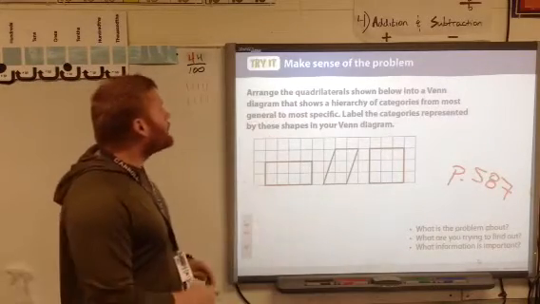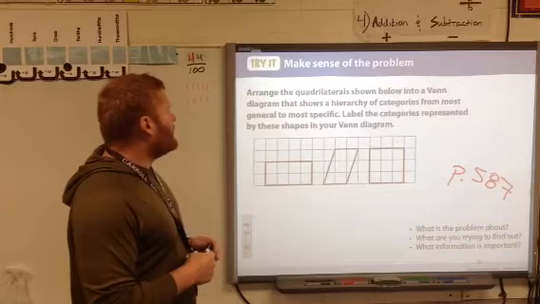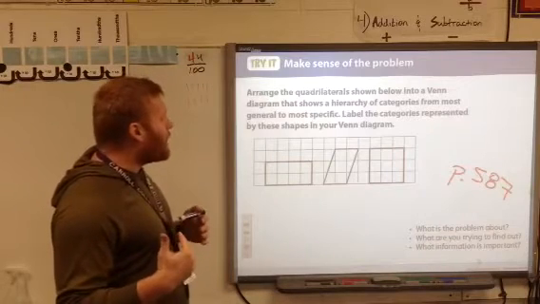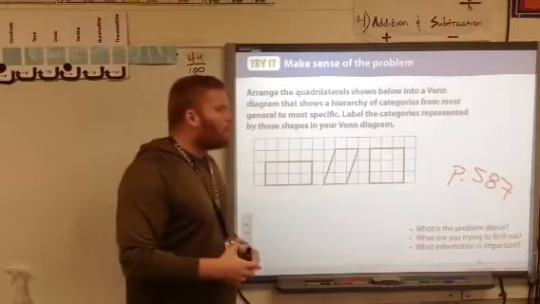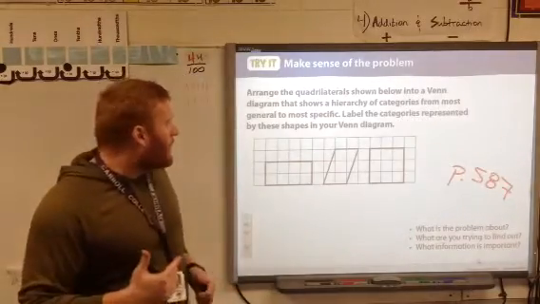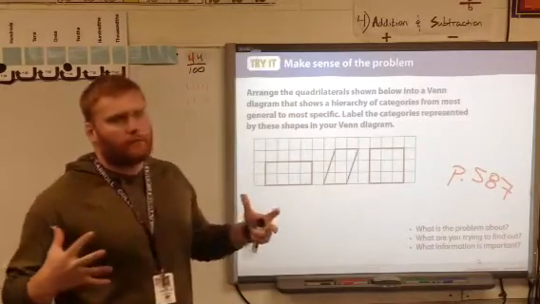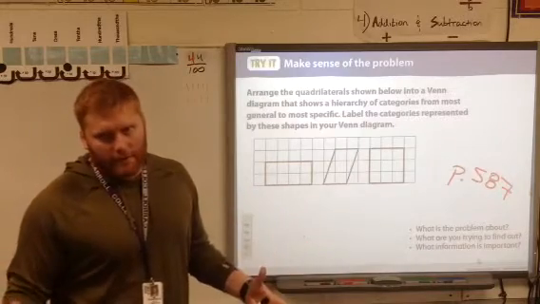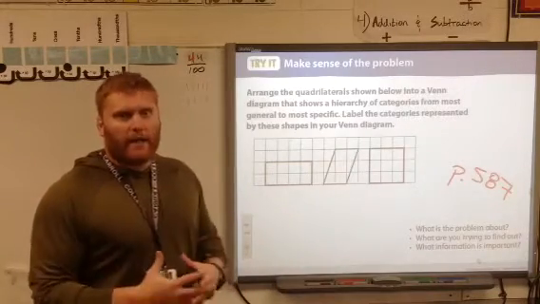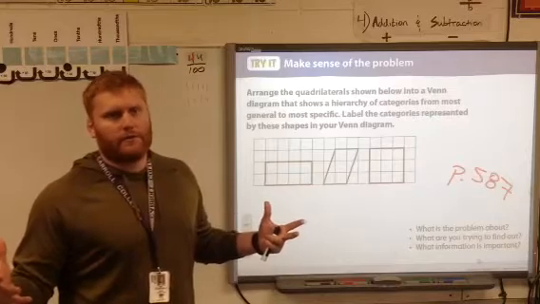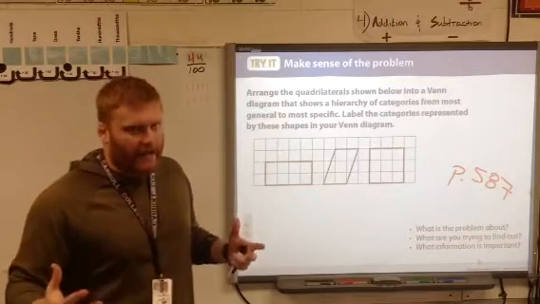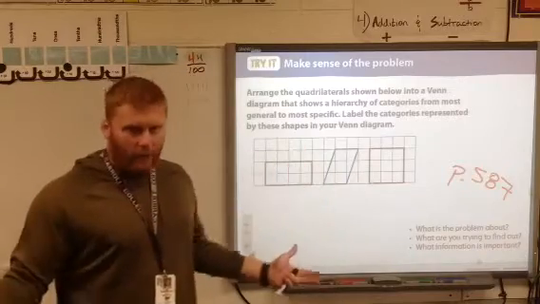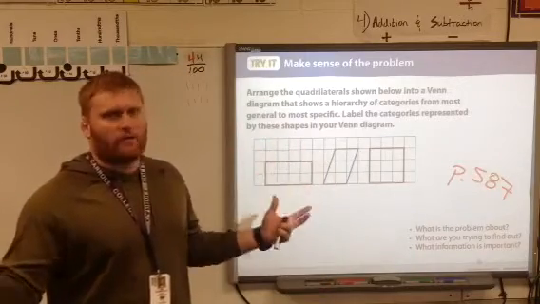It says arrange the quadrilaterals shown below into a Venn diagram that shows a hierarchy of categories from most general to most specific. Now last week we talked about this quite a bit, the difference between most general and most specific. Most general meaning it doesn't have a lot of different attributes. Okay, if it has one attribute, let's say four-sided being a quadrilateral, that would be a really general shape.